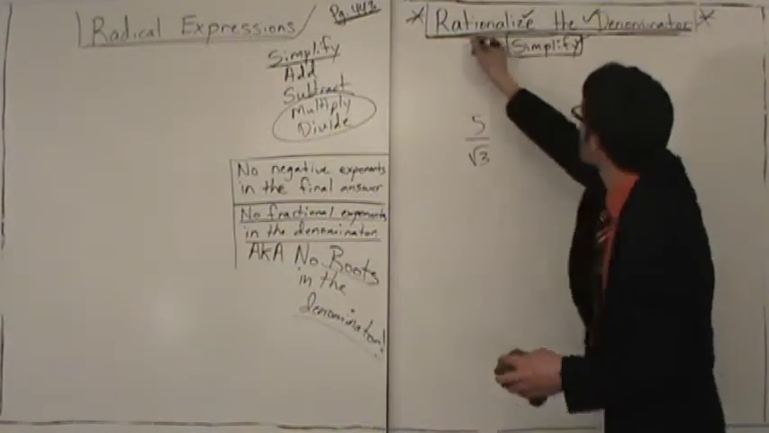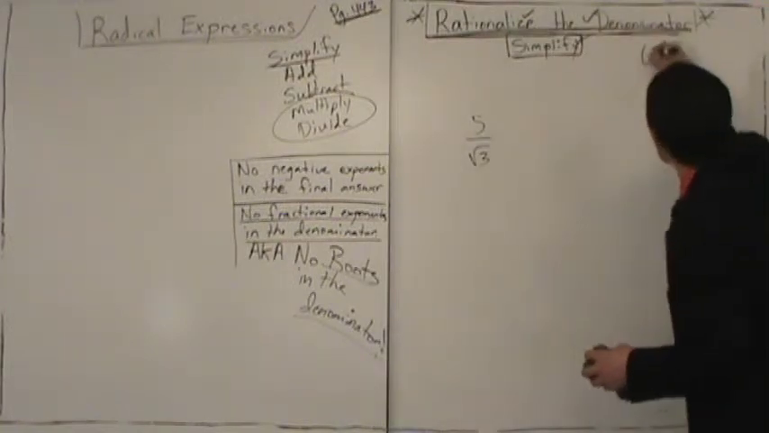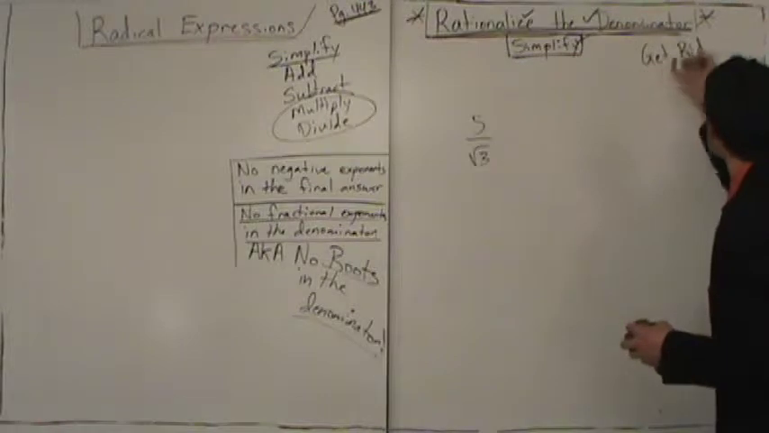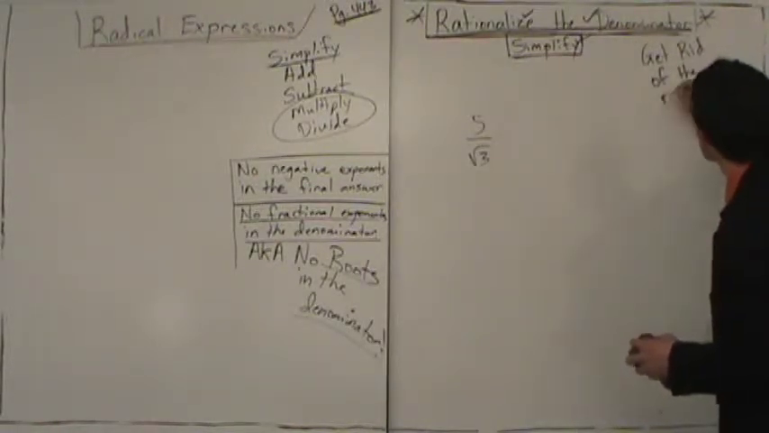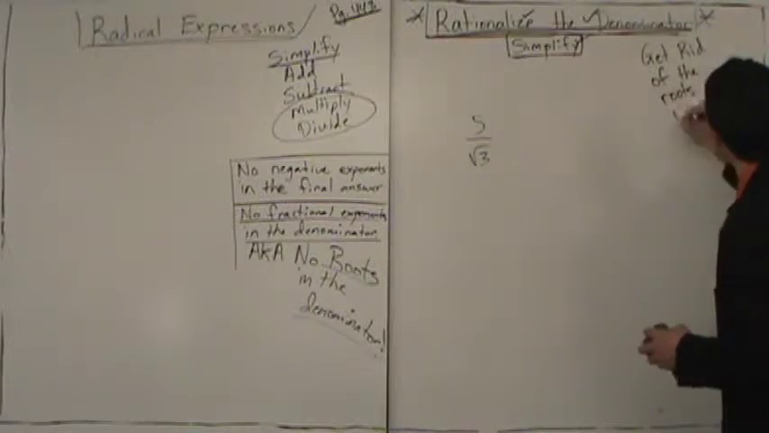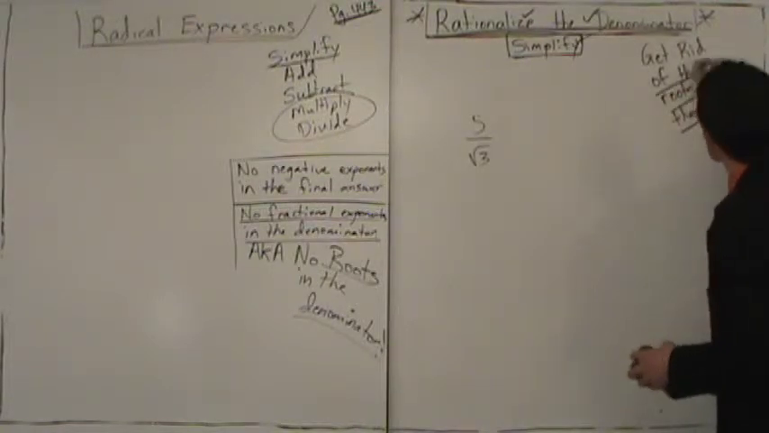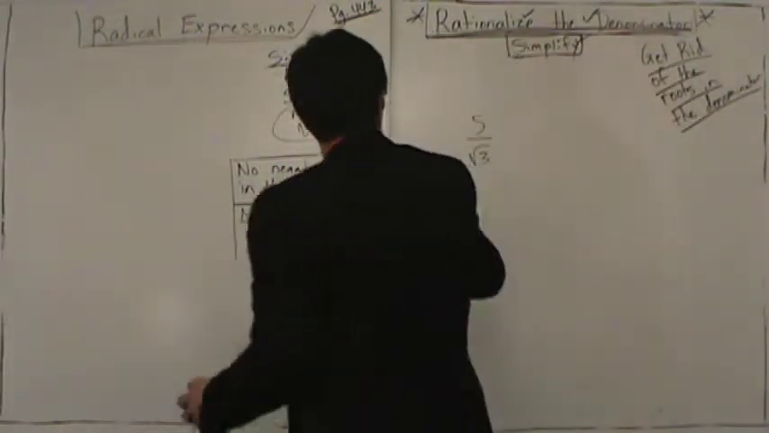So reminding you, to rationalize the denominator means to what? Get rid of the roots. So I guess the directions are to get rid of the roots in the denominator. Now, this is to be very specific. Get rid of the roots in the denominator. Now, we look at this example.